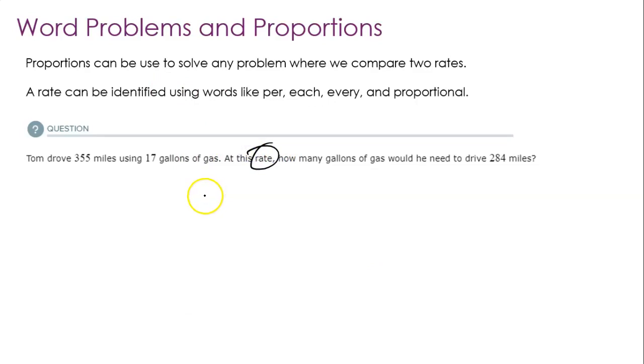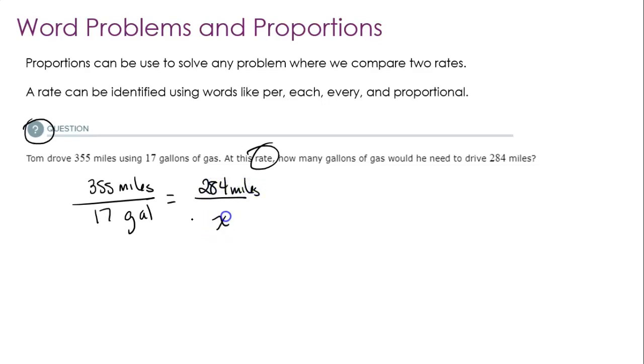This one tells us the rate, so we know we can use a proportion for that. You pause the video and try this one on your own. You should have set this up as the first rate being 355 miles, going with 17 gallons of gas. At the same rate, how many gallons of gas would he need to drive 284 miles? So we put the miles on the top, the x is on the bottom, and we cross multiply.